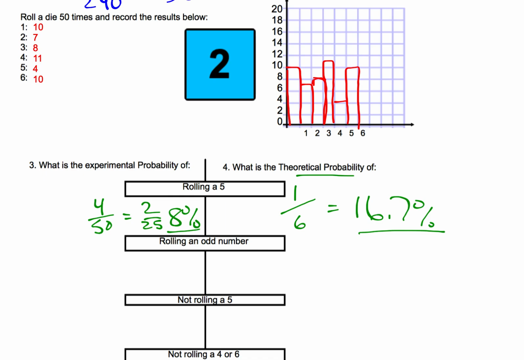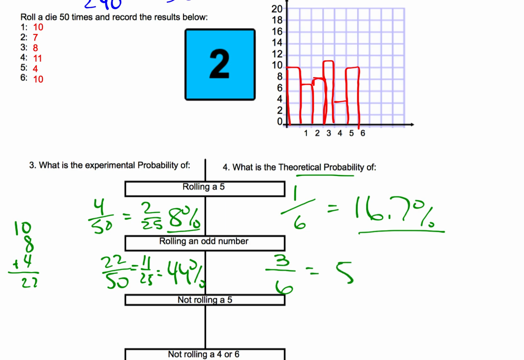Okay, what about rolling an odd number? Okay, odd numbers would include 1, which there was 10, 3, there were 8, and 5, there were 4, giving us a total of 22 out of 50. 22 out of 50, that would be 44%. Of course, that reduces nicely to 11/25. Okay, theoretically, there are 6 outcomes. 3 of them are odd numbers. Theoretically, we should get odd numbers 50% of the time. And here we ended up getting it 44% of the time, which is a little less than we would expect, but it is what happened.